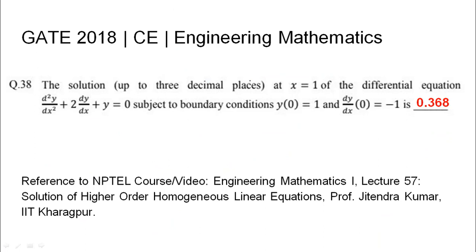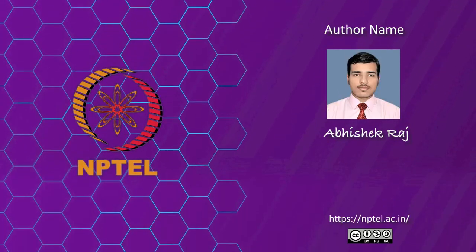So the solution at x equals 1 of the differential equation d2y by dx2 plus 2 dy by dx plus y equals 0, subject to boundary conditions of y(0) equals 1 and y'(0) equals minus 1 is 0.368. The relevant NPTEL reference has been cited.